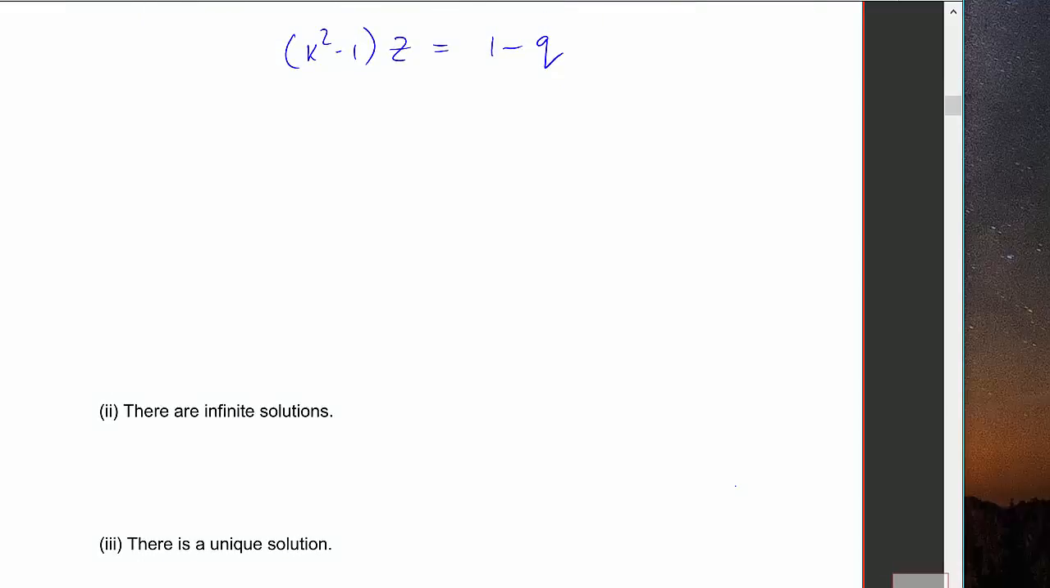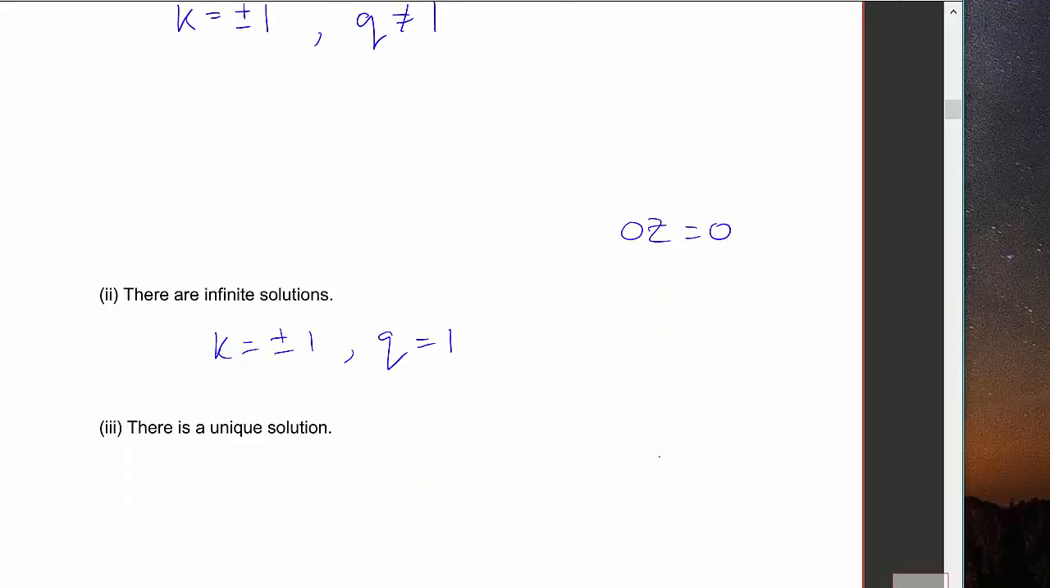Okay, so to get no solutions, we could have k equal to positive or negative 1, which will make this 0 z's, as long as q is not equal to 1. So 0 z's equals something that's not 0 gives us no solutions. So for infinite solutions, we'd want k plus or minus 1, but we'd want q to be equal to 1 because that gives us then 0z equals 0, and that means z can be absolutely anything.